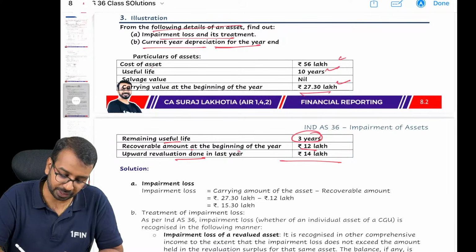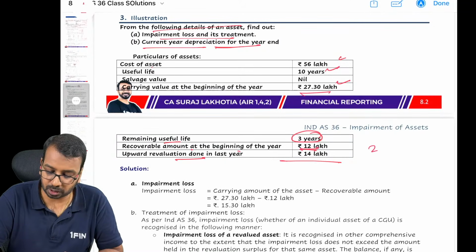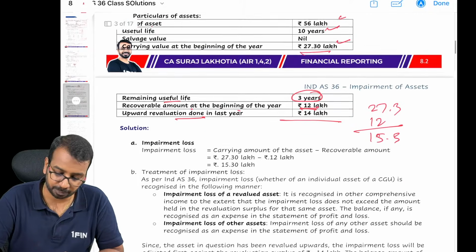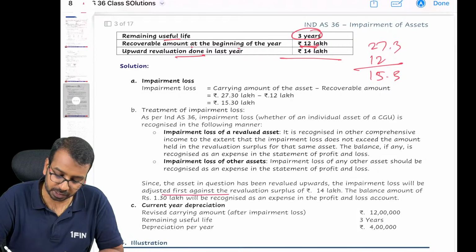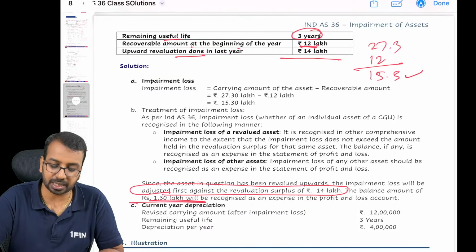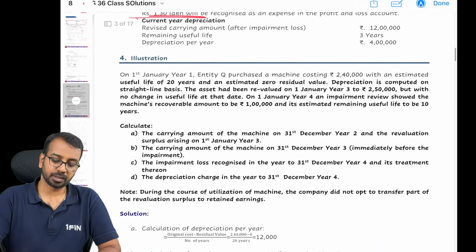Carrying amount is 27.3, recoverable amount is 12. So, how much is the loss? 27.3 minus 12, 15.3. Okay, so what we will do? In that case, first you will adjust the revaluation surplus of 14 lakhs and the balance 1.3 lakhs will be recognized as an expense. Simple.